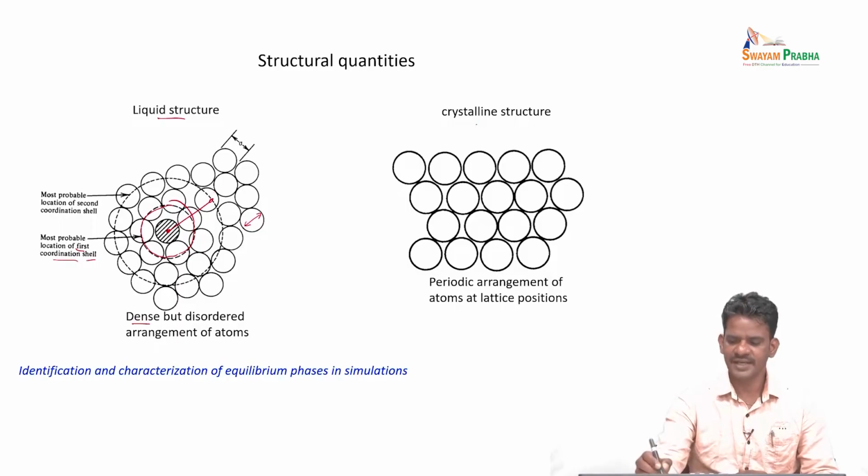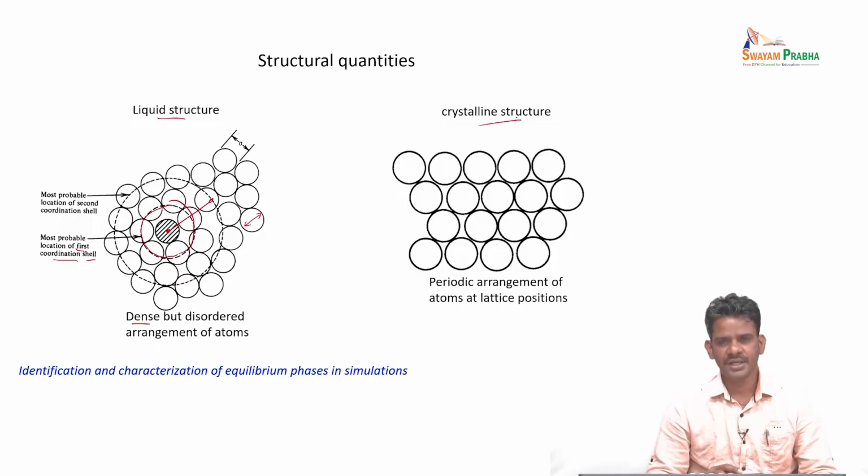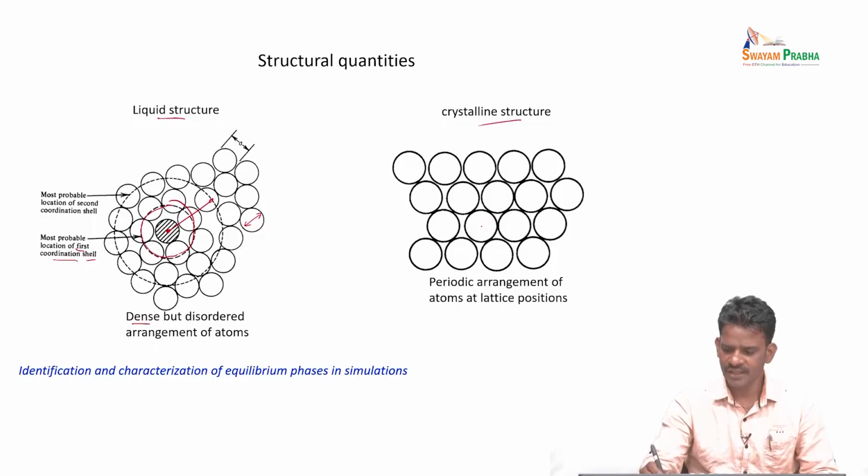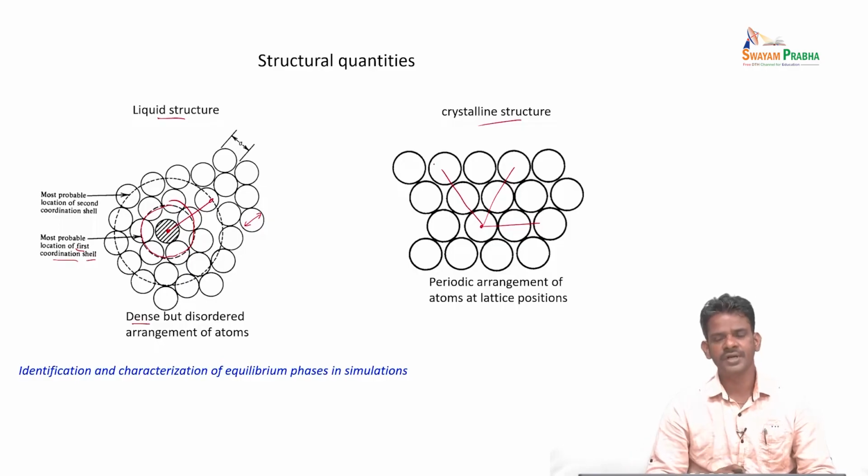Similarly, if you look at a crystalline structure or solids, this is also very dense, but apart from being dense, you also see that the atoms are located in lattice points with a very long range periodic order. So, if you look at any one particular atom and go in any particular direction, you see a very systematic periodic arrangement of neighbors at very specific locations.